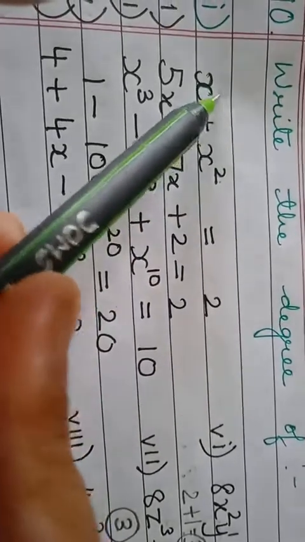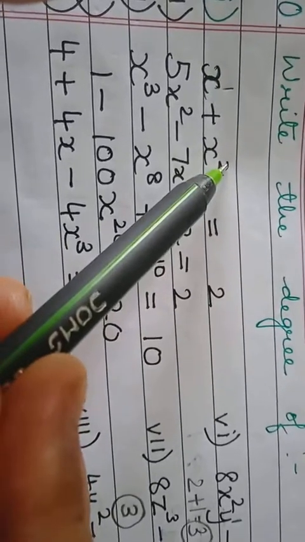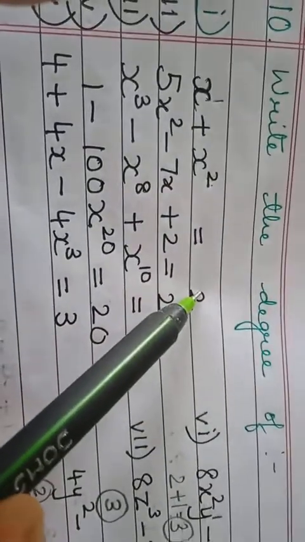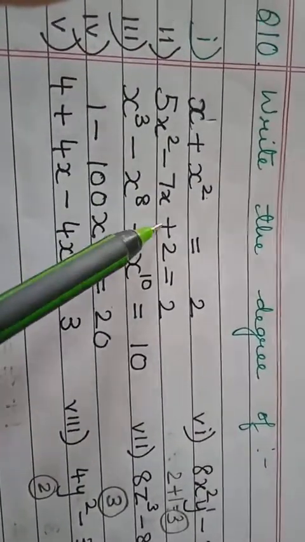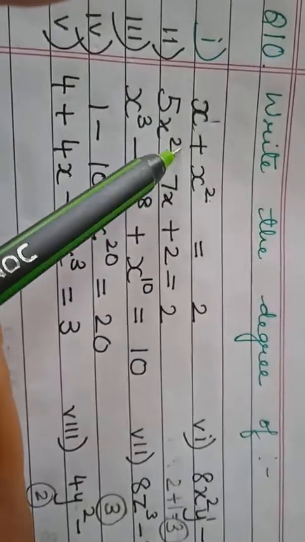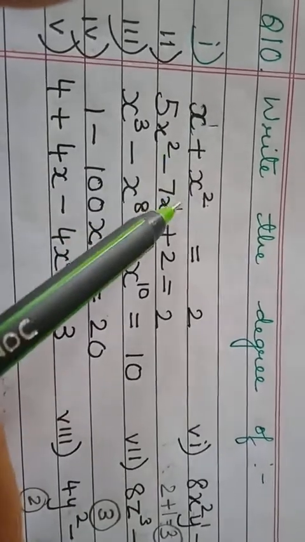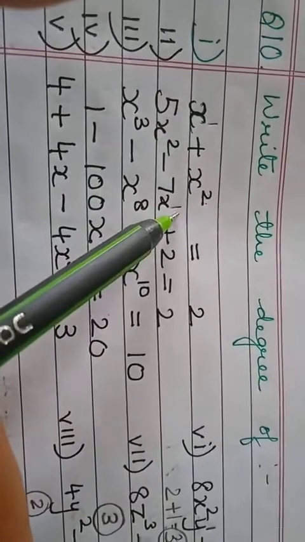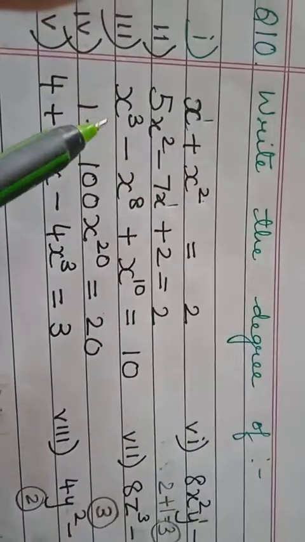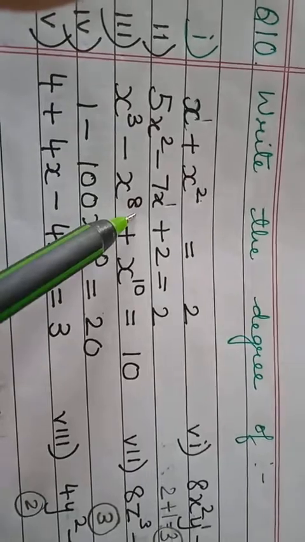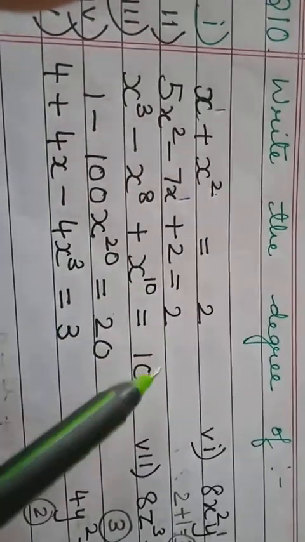So here nothing is there means 1. So compare between 1 and 2. Which is greater? 2 is greater. So write 2. Right? Then 5x square minus 7x plus 2. So here x square, here 1 and here nothing. So 2 and 1. Which is greater? 2 is greater. So write 2. Now third one, x cube minus x raised to 8 plus x raised to 10. Compare 3, 8 and 10. Which is greater? 10 is greater.